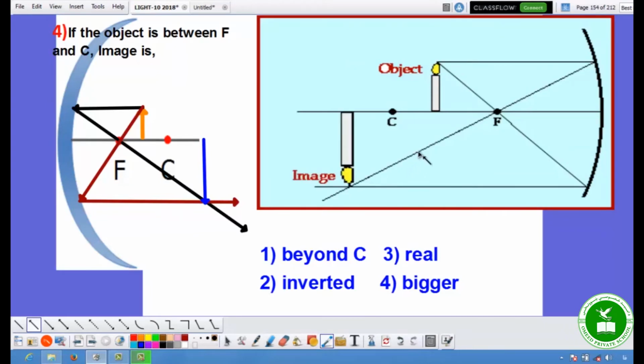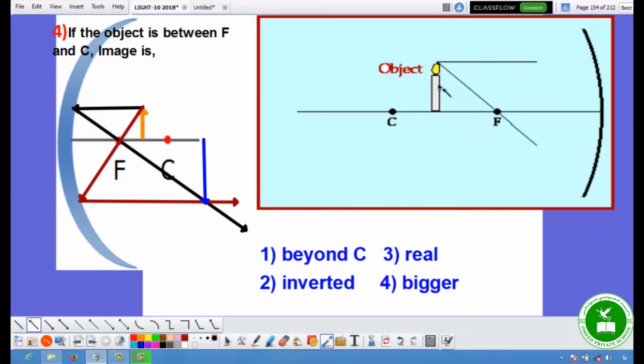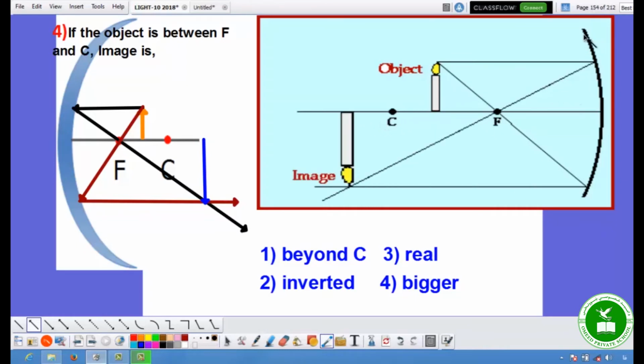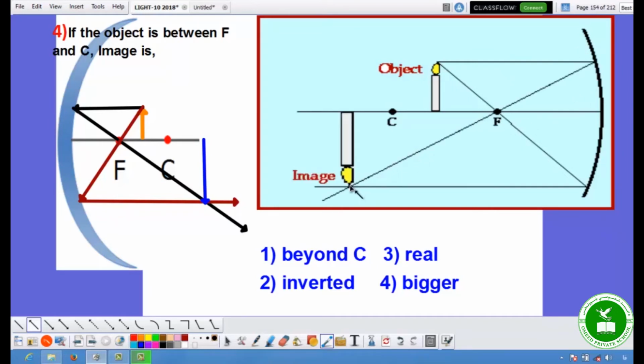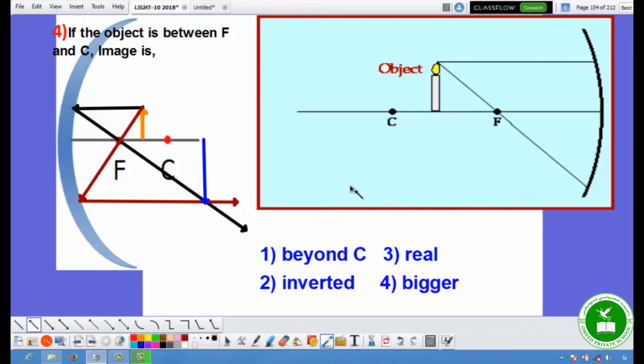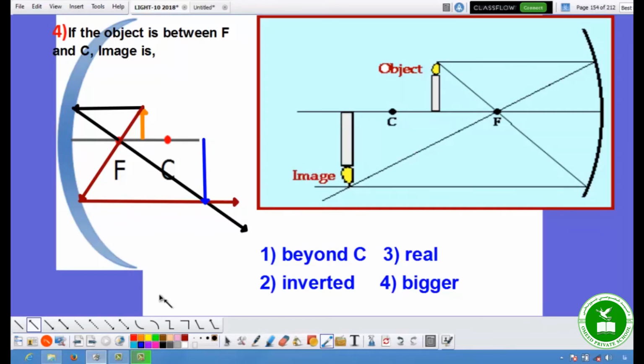You see, this candle is located between F and C in front of a concave mirror. Then its image is formed just here. It is bigger than the object, it is inverted, it is real. Okay, let's continue.